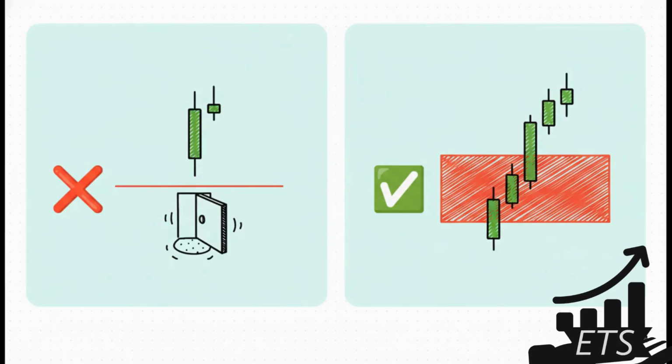And here's exactly why that matters so much. If you draw a hard line, the price can just poke through it for a second and trick you into thinking the level is broken. That's a classic fake out. But when you think in zones, you're giving the price room to breathe. You're accounting for all that natural market noise and volatility, and that makes your analysis way more flexible and, honestly, a heck of a lot more reliable.